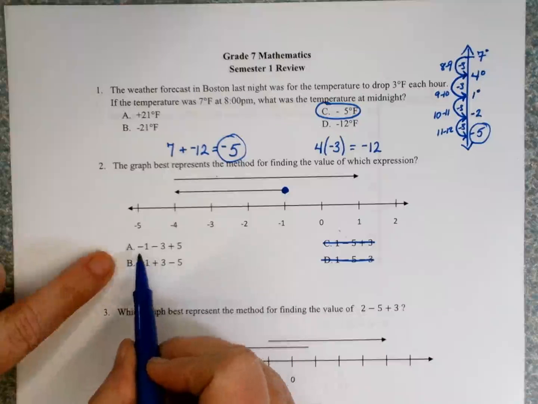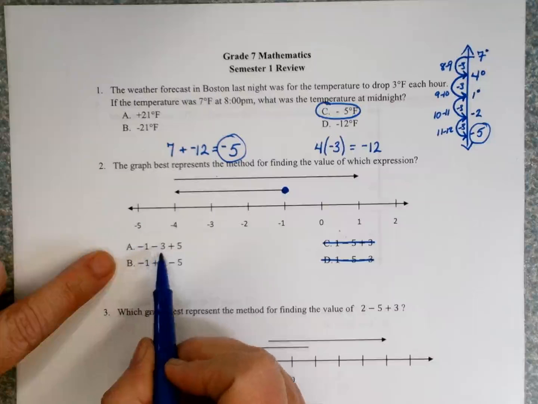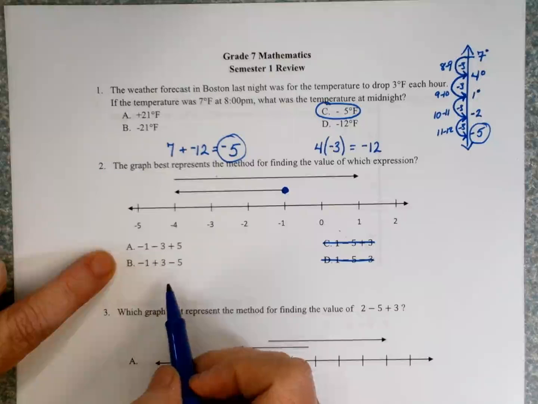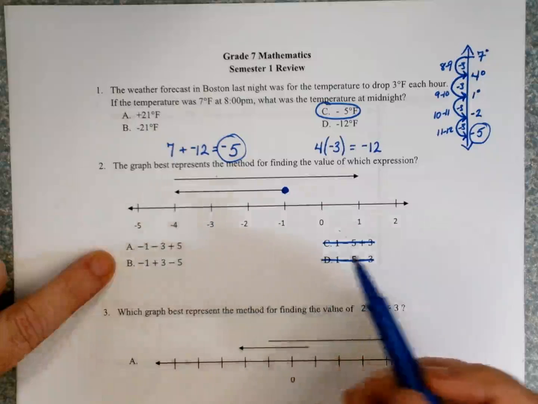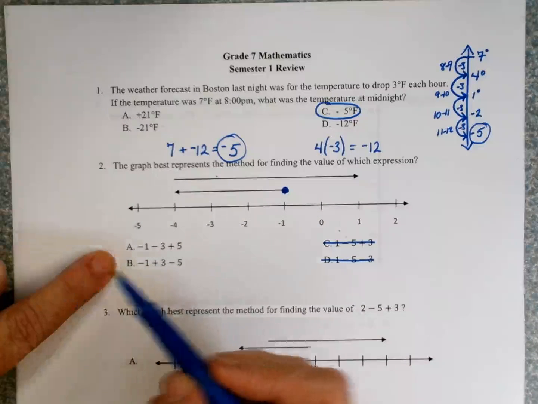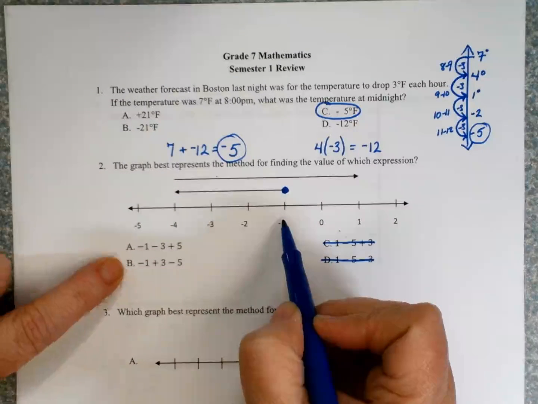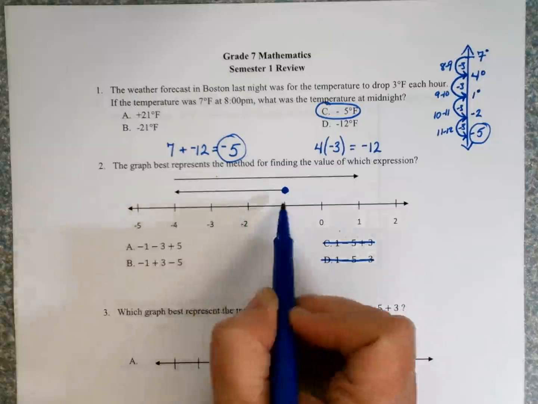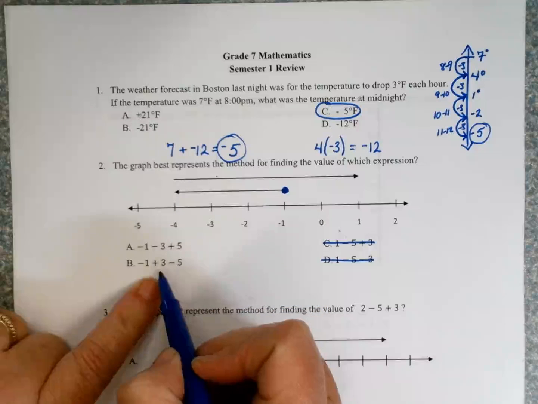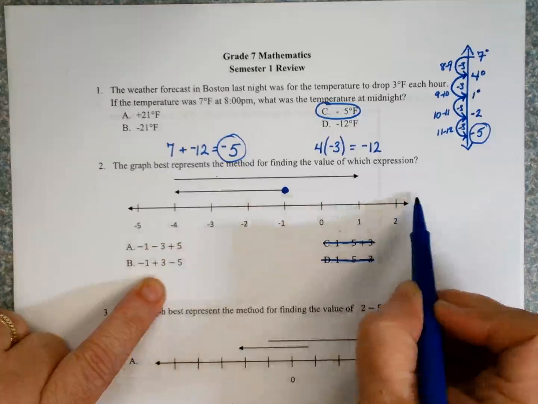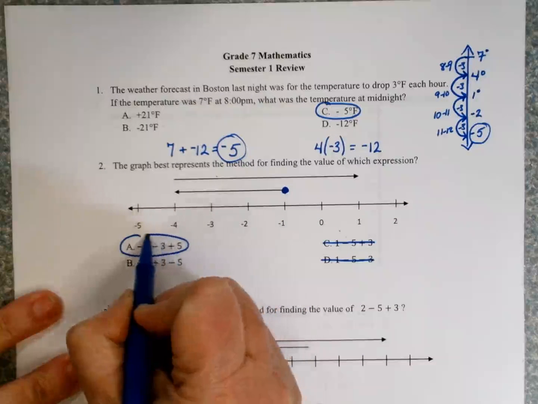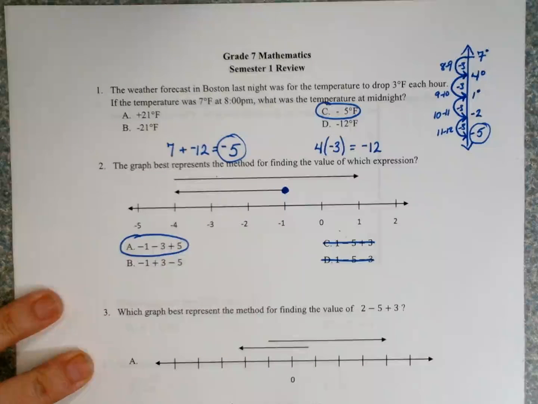So this says negative 1 minus 3 plus 5. Well, if I'm subtracting a positive number, I know I'm going to the left on the number line, which means if I start at negative 1 and I am subtracting 3, I'm going to go left. And that's exactly what this graph does. This one right here says negative 1 plus 3, and that's not what my graph is showing. So my graph is showing negative 1 minus 3 plus 5.